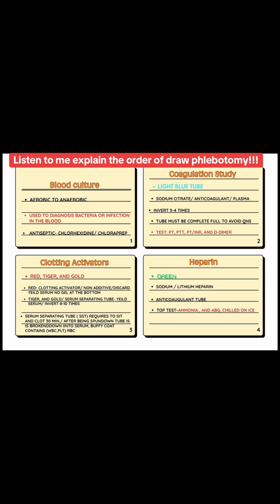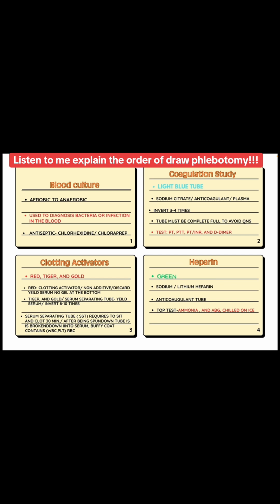Our next set is our coagulation study. Coagulation studies is our light blue tube. Our light blue tube has an additive of sodium citrate. It is an anticoagulant. So therefore, if we were to spin it down, we would receive our plasma. The light blue tube is the only tube in the order of draw that you have to invert, properly mixing the additive with the blood at least 3 to 4 times.